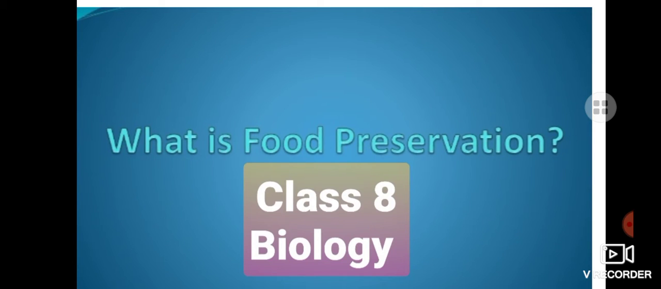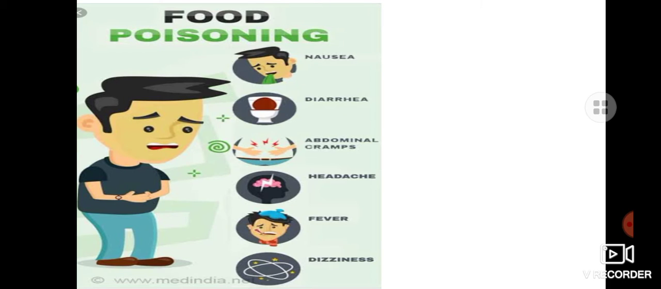Children, we are learning chapter 2, microorganisms, friends and foe, and today's topic is food preservation. Before starting food preservation, we have to learn about food poisoning. You have heard this word from your mother, your family members, your doctor, that you are suffering from food poisoning if you have symptoms like vomiting, nausea, diarrhea, abdominal pain.